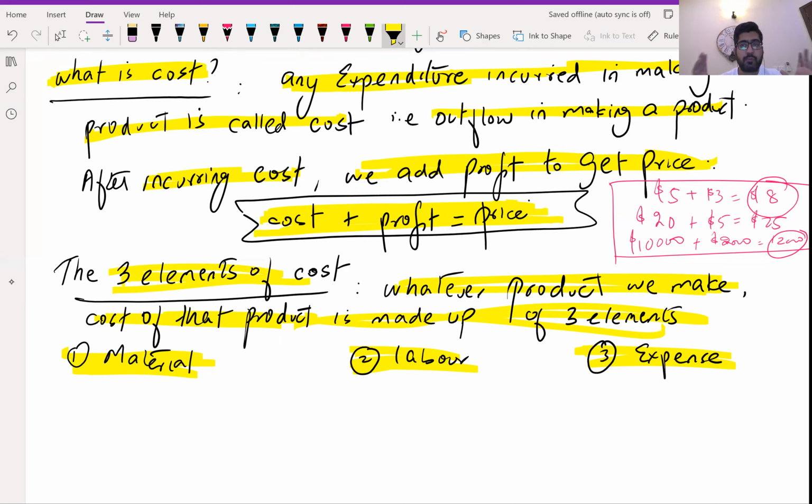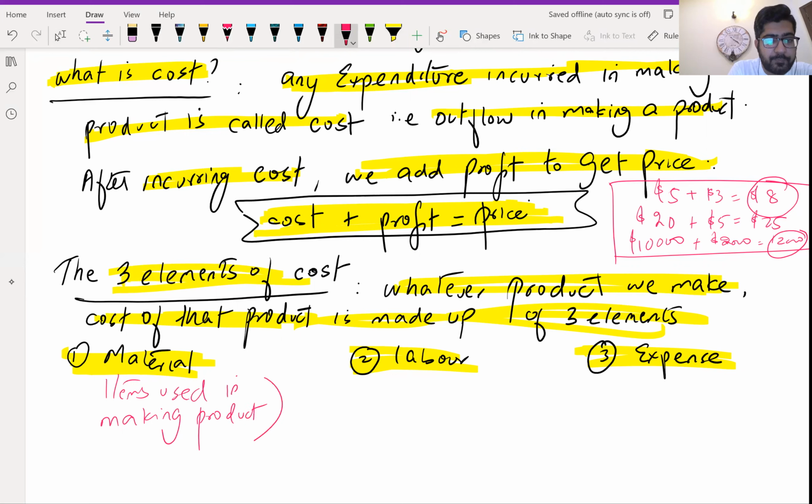Okay? No matter whatever product you make, the product isn't made for free, right? We incur some money in making that product. That is called cost. Okay. Now, no matter whichever product you select, the cost of that product will be made up of 3 things. 3 elements: material, labor, and expense. Okay. Material basically means items used in making product.